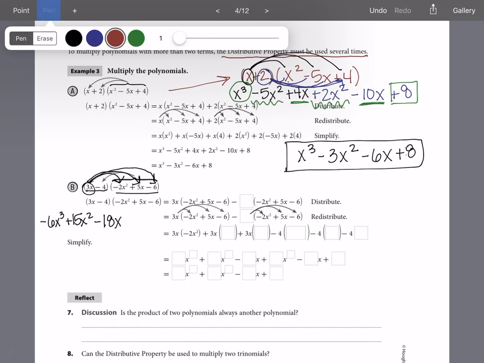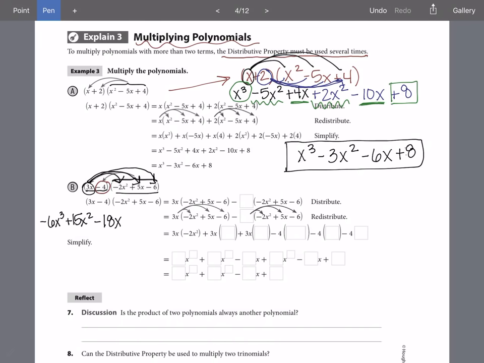I'm going to go ahead and switch colors so I can do negative 4 and distribute that. So I have negative 4 times negative 2x squared, which gives me a positive 8x squared. I have negative 4 times 5x, which gives me a negative 20x. And then I have a negative 4 times a negative 6, which gives me a positive 24.